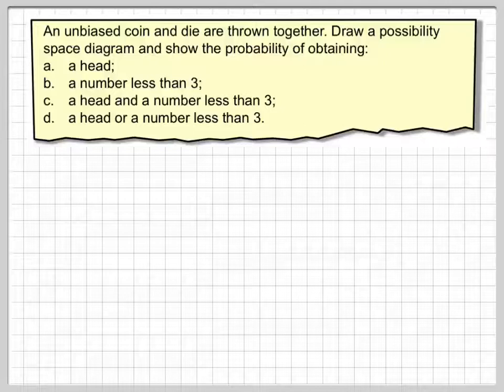In this video, we're going to look at the probability of the combination of two events. So it says, an unbiased coin and die are thrown together. Draw a possibility space diagram and show the probability of obtaining A, a head, B, a number less than 3, C, a head and a number less than 3, and D, a head or a number less than 3. So there's two key words here, and, or. We're going to look at those more carefully in this video.